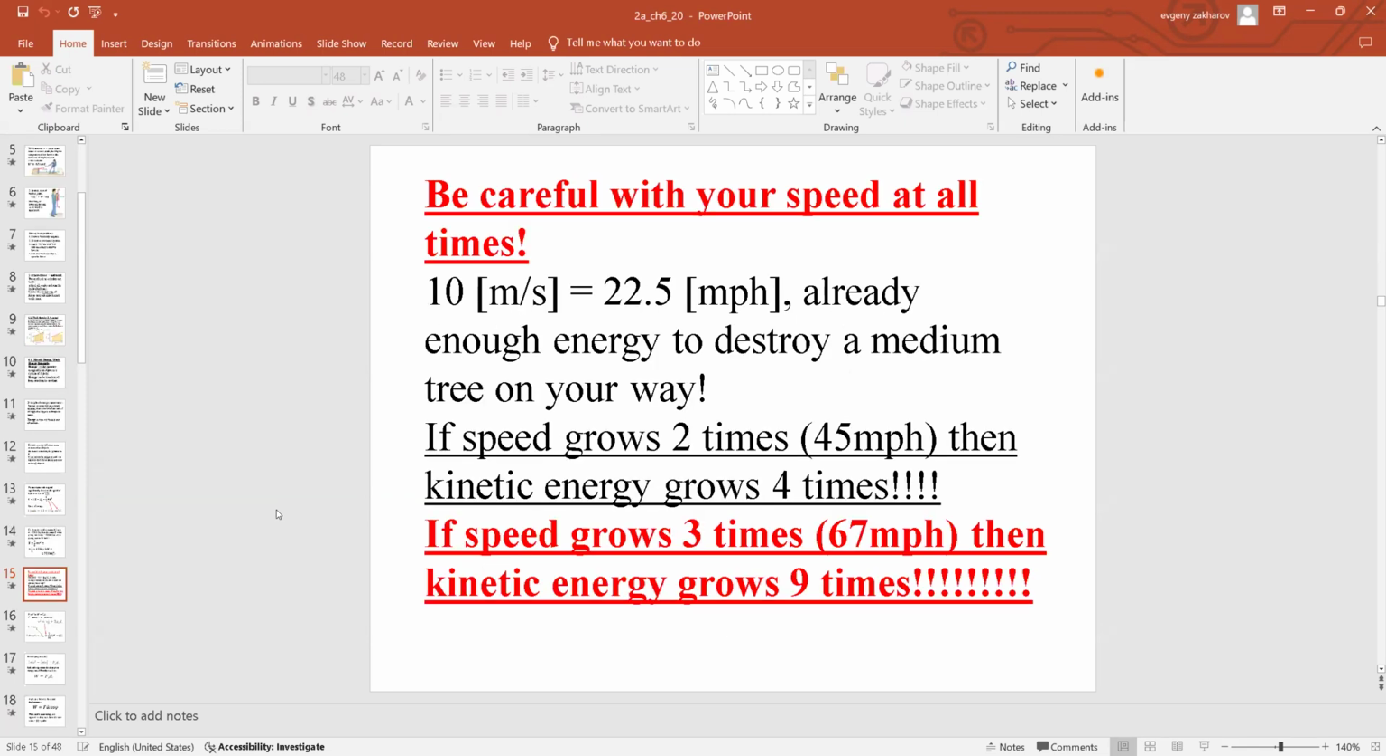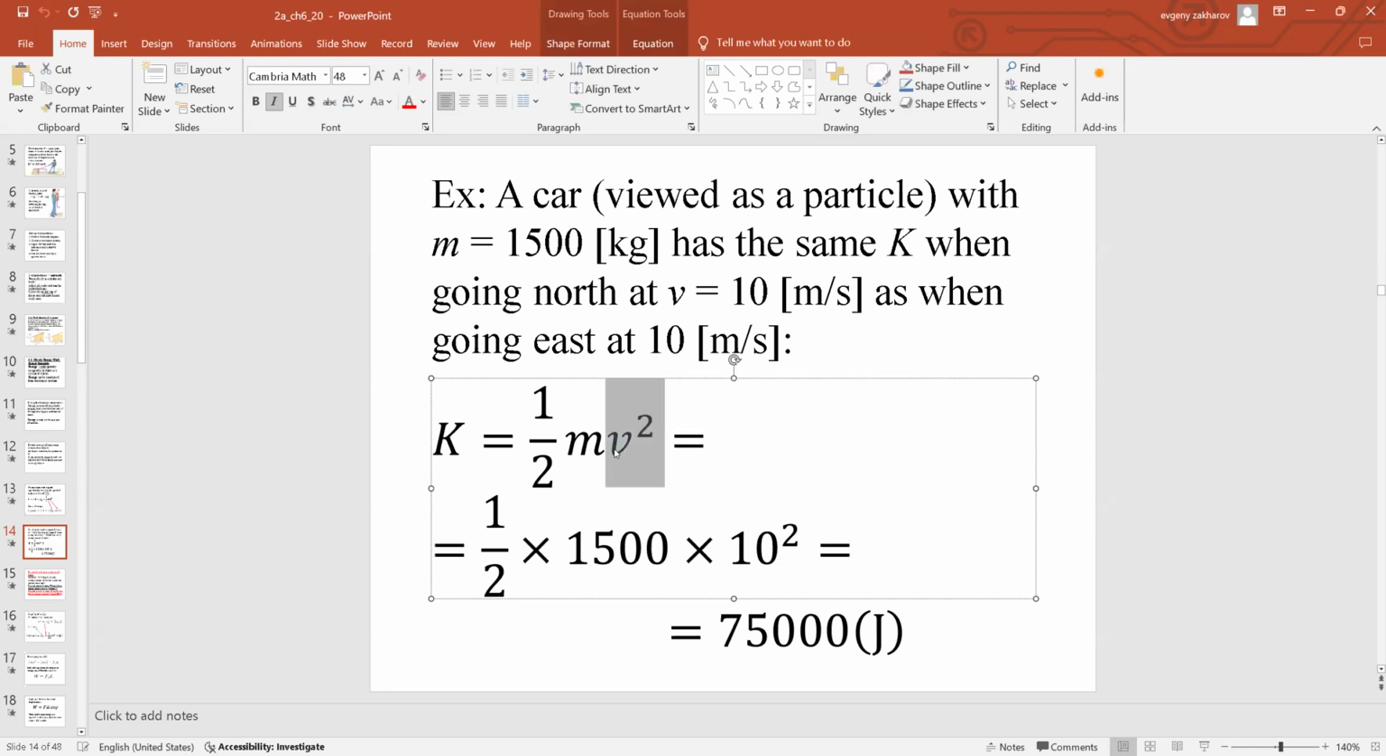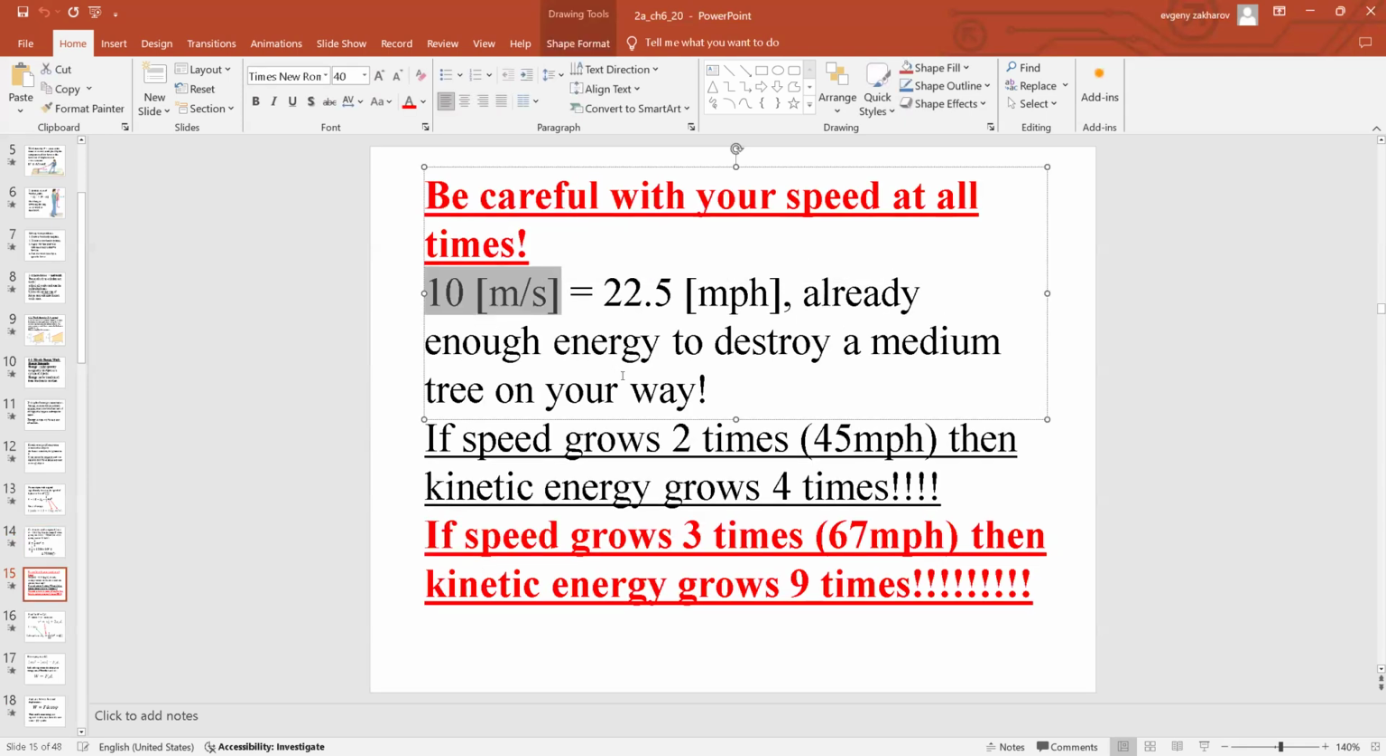The moral of the story is you have to be careful with your speed because it goes squared. You double your speed and your kinetic energy quadruples because you square the double as well. And let's say it was 10 meters per second, and that is enough to destroy a medium tree on your way. And doubling the speed makes it 4 times the kinetic energy, which means you will destroy 4 trees.